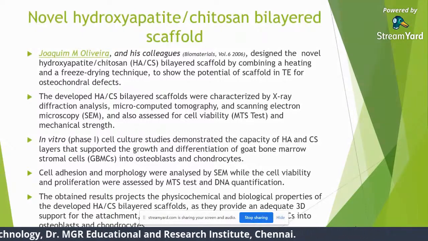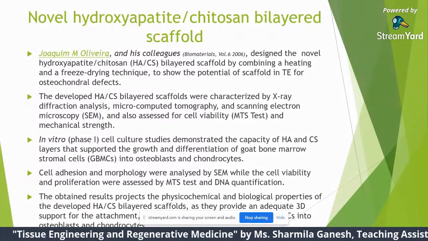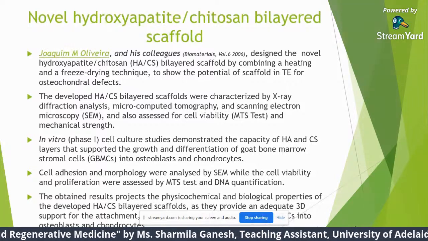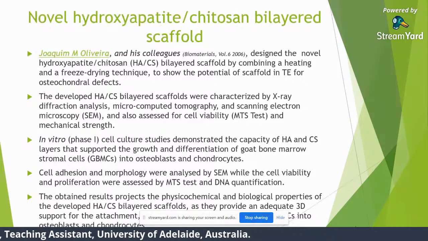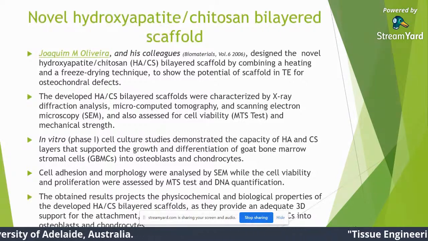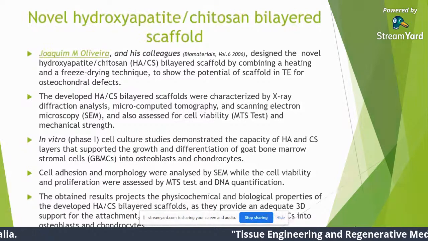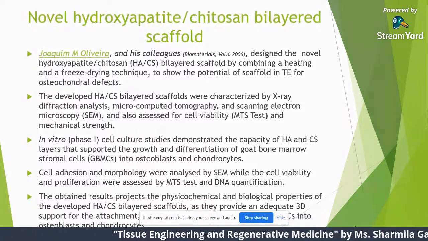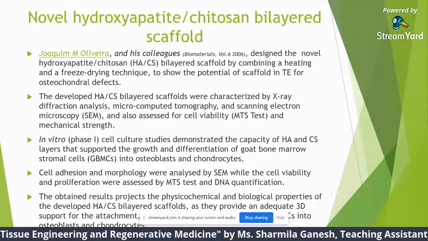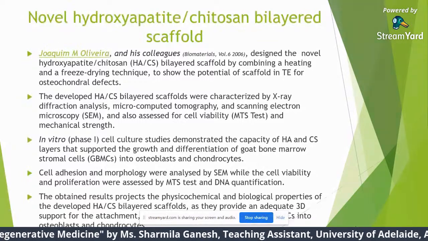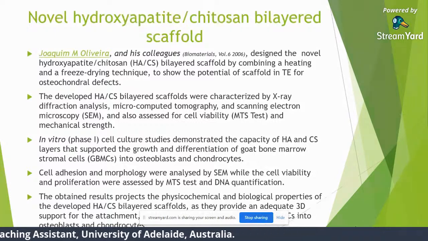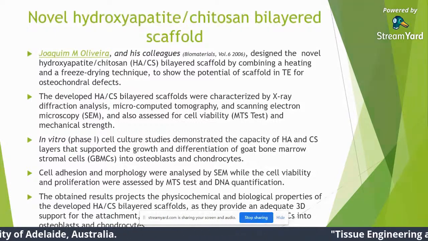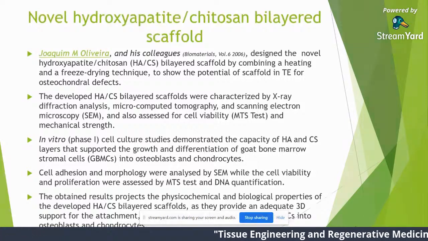for osteochondral defect. There are many methods for producing a scaffold, including gas forming, electrospinning, freeze drying, and heating method. In the alternate heating method and freeze drying method, the cell viabilities and the porosity of the scaffold have been increased. That's why they used this particular method for their findings.